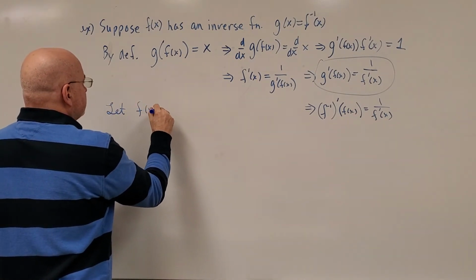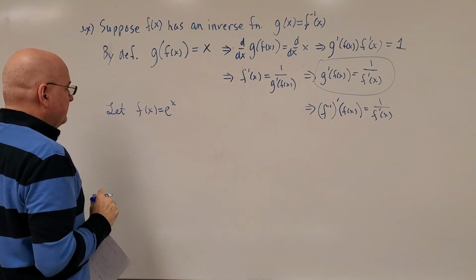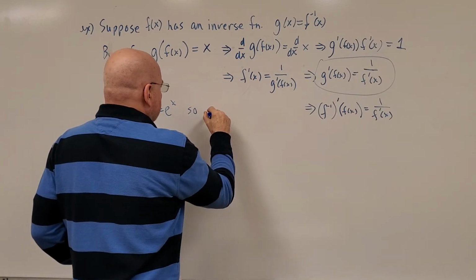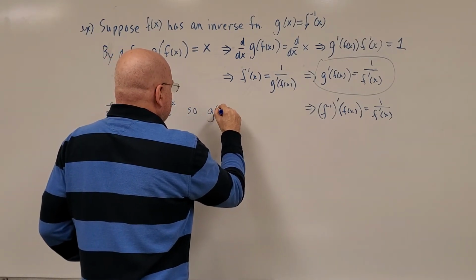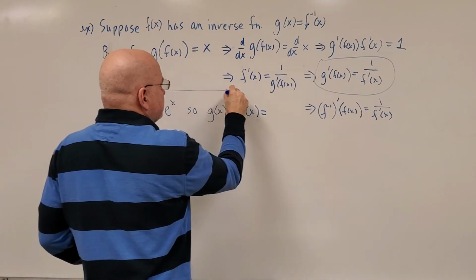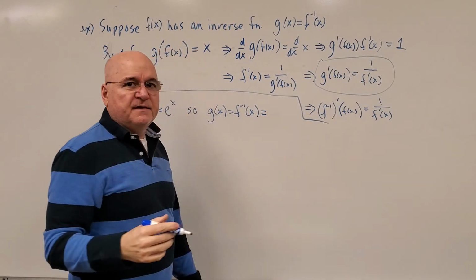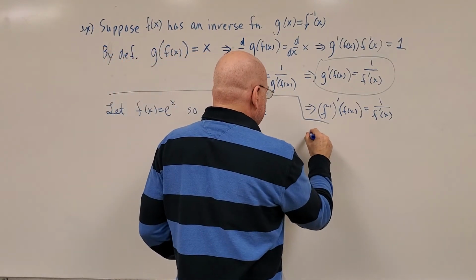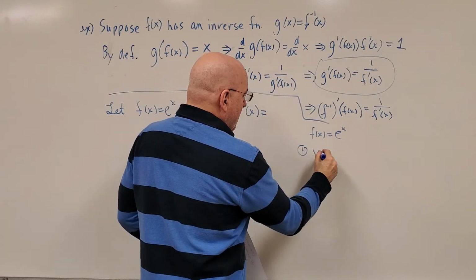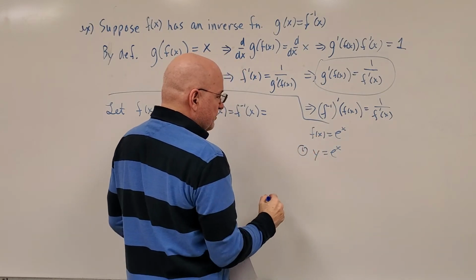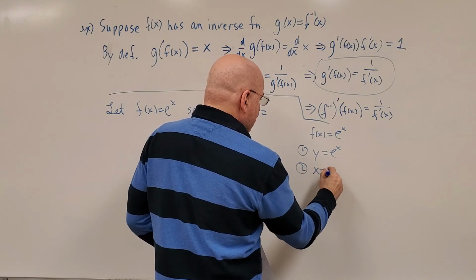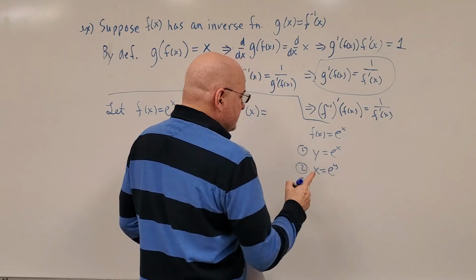Let f of x equal e to the x. Now, hopefully you remember what the inverse of e to the x is. And if you don't, we can just go back and do the 4 steps to find the inverse function. Step 1, y equals e to the x. Just replace f of x with y. Step 2 is interchange x and y. So x equals e to the y. Step 3 is solve for y.